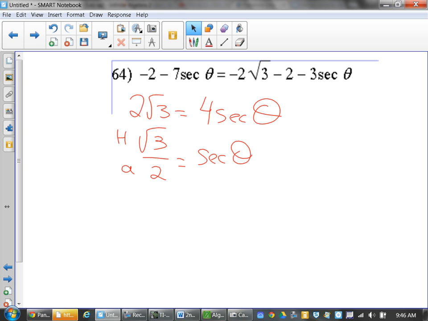Right. What I want you to think of is, in the right triangle trig stuff, your hypotenuse is always your largest side. And if they're asking you to find the secant of root 3 over 2, you can't do that. It doesn't work because the hypotenuse can't be smaller than your adjacent.